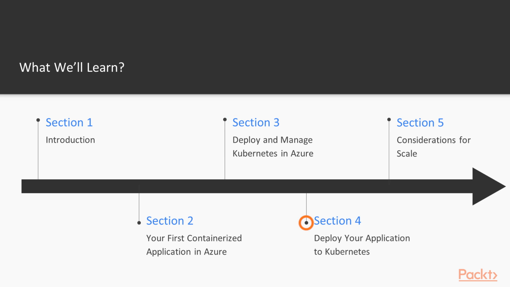In the fourth section, we will deploy our application into the Kubernetes cluster. And the last section covers considerations for scale. This means release automation with Visual Studio Team Services, managing our Kubernetes application complexity with Helm, and creating a fully customized Azure Container Service from scratch with Azure Container Service Engine.